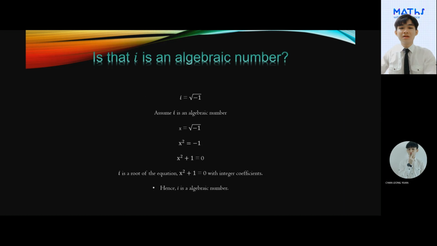Second thinking question, is i algebraic? In this question, first, we need to know what is meant by imaginary number. Very simple. i is the square root of minus 1. Assume s is the square root of minus 1. Then we write this equation in algebraic polynomial form. So i is a root of the equation s to the power 2 plus 1 equals 0 with integer coefficients. Hence, i is an algebraic number.